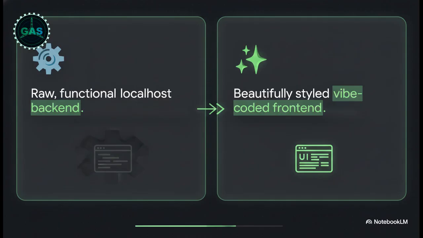We can use a model like Gemini or Claude to style the entire application. We literally just feed it our strict brand guidelines, our color palettes, our fonts, and we have it instantly vibe code this beautiful front end. Guys, no more spending 3 hours pulling your hair out trying to center a div in CSS.